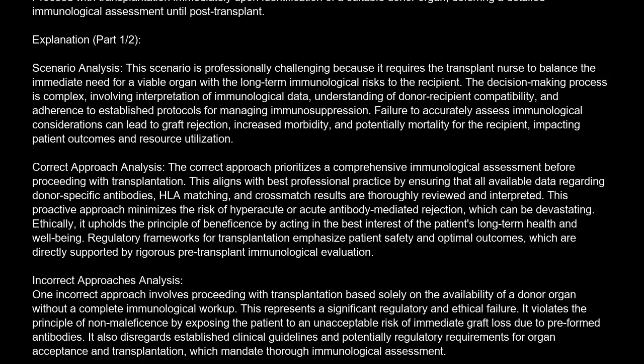The correct answer is D. Proceed with transplantation immediately upon identification of a suitable donor organ, deferring a detailed immunological assessment until post-transplant.